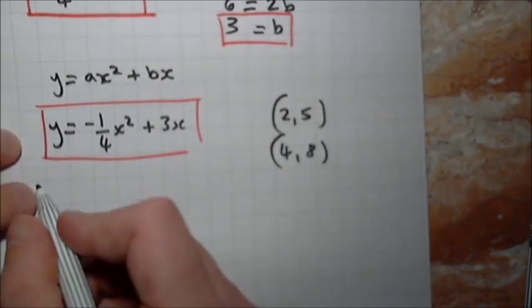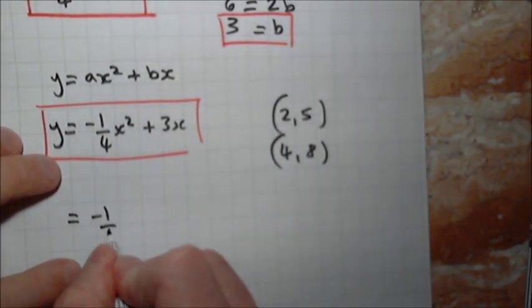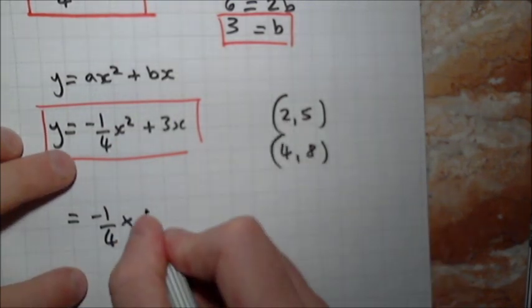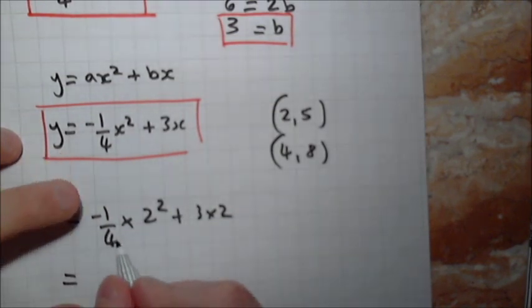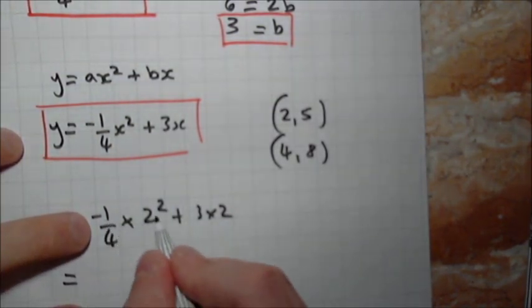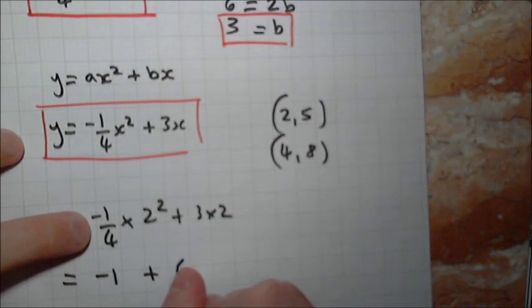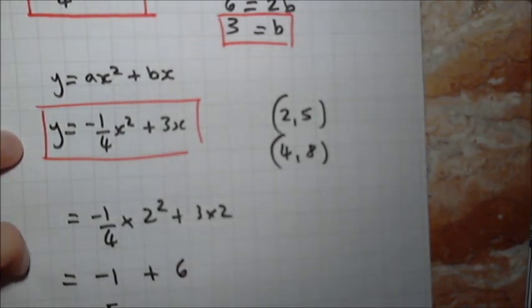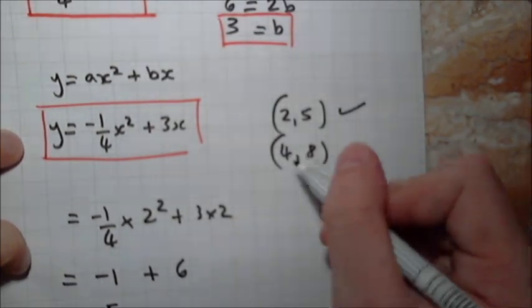Let's check. So minus a quarter times 2 squared plus 3 times 2. Well, first of all, let's do the square. 2 squared is 4. Minus a quarter times 4 is going to be minus 1, plus 3 times 2 is 6. Minus 1 plus 6 is 5. We've got it, i.e. y equals 5. Yeah, that works. We put 2 in and we get the answer 5 out. Let's try with the other one.